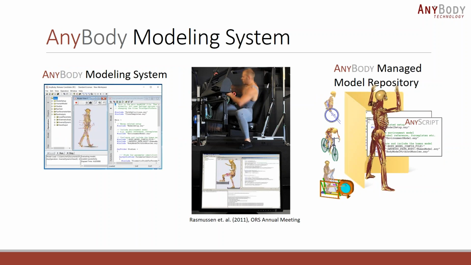So the AnyBody modeling system, first of all, what is it? Well, you can often think of it as two entities. First and foremost is of course the software. This is what you see on the left side. This is the actual software where you develop models and run simulations. But the AnyBody modeling system is also the AnyBody Managed Model Repository, which is basically just a folder on your computer with a lot of models in.